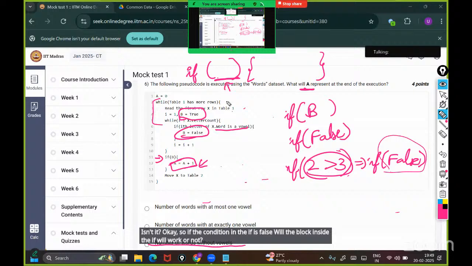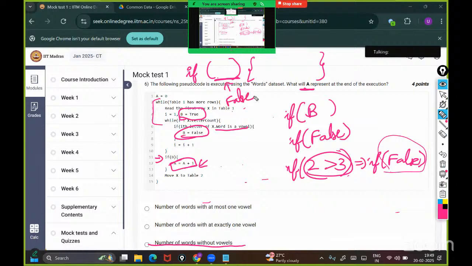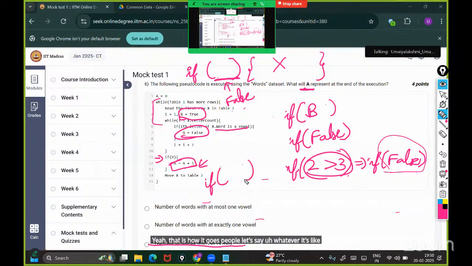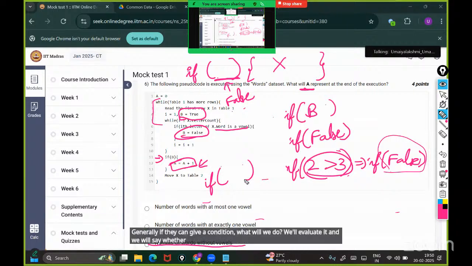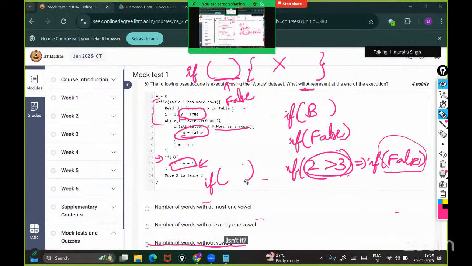It will not work, right? Can people understand this? Yes, ma'am. Yeah, that is how it goes, people. Here, instead of a condition, they are giving the boolean straight away. Generally, if they give a condition, we evaluate it and say whether it is true or false. Instead, they're just checking whether B, whatever value it is initialized with, either true or false, right?